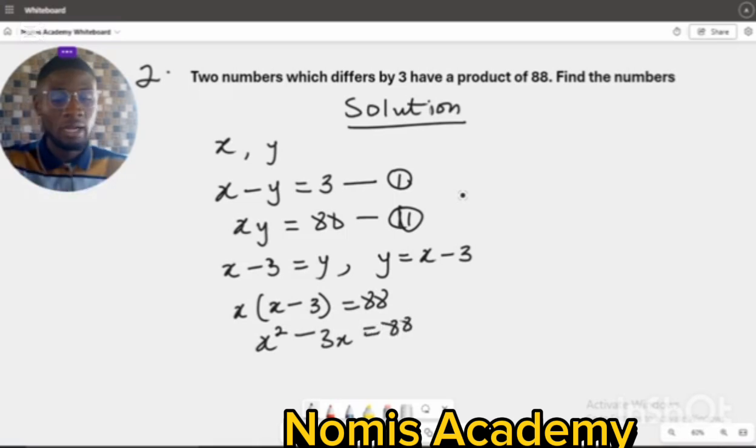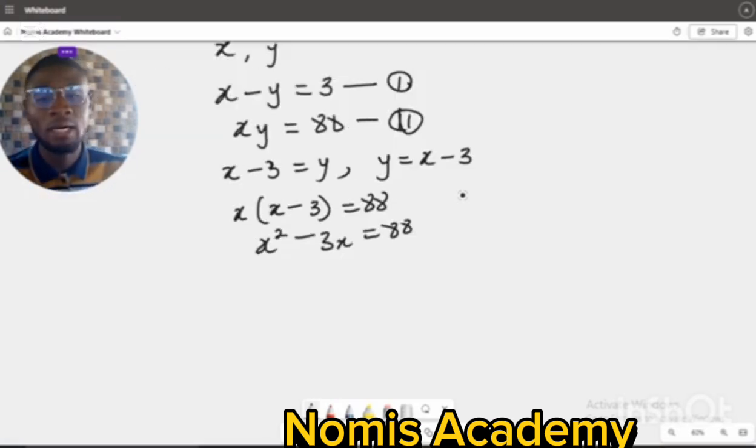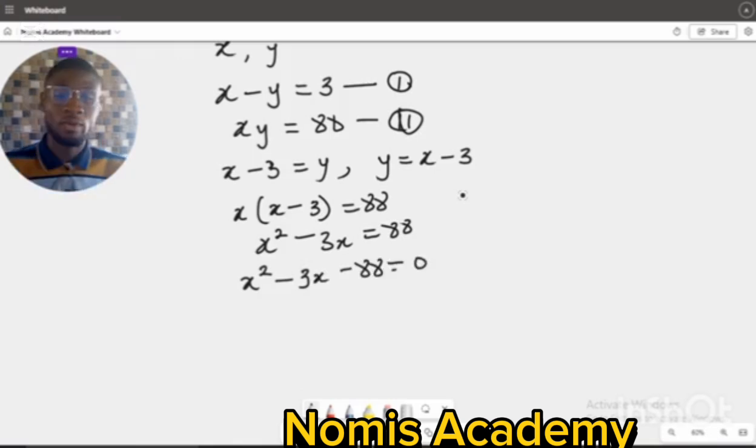So I can make it look like a quadratic equation, x squared. It already looks like a quadratic equation, but in the form that we know: x squared plus 3x minus 88 equals 0. Now that we have it, all we need to do is look for the factors of 88.